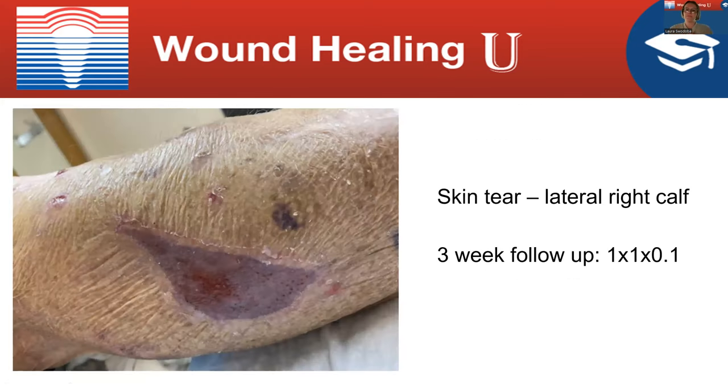Next slide. And this is what we looked like at the 3-week follow-up. Just about epithelialized, with a few little pinpoint openings in the center with some drainage remaining. But that 45 square centimeter wound is down to 1 square centimeter at 3-week follow-up. So given our comorbidities and everything, a really positive outcome for this patient. Go to the next slide.